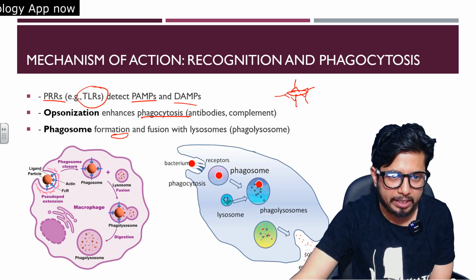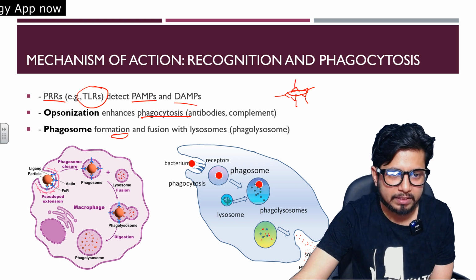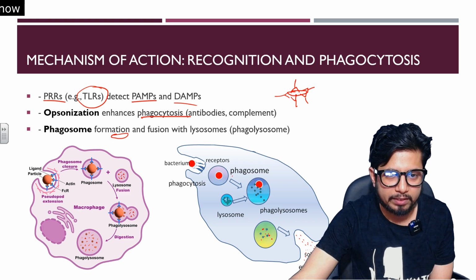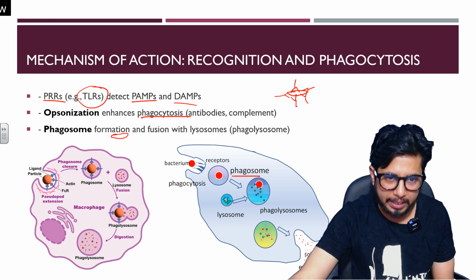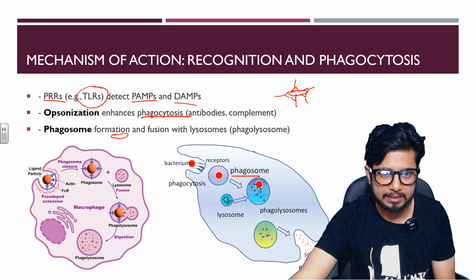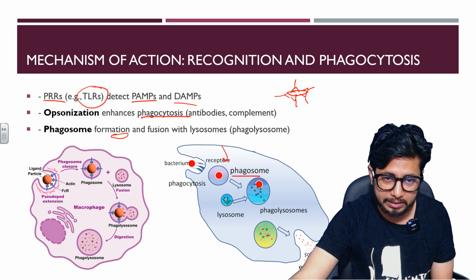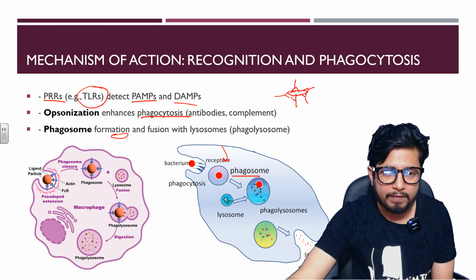This is a bacterium in red color. With the help of the receptor, this macrophage engulfs the bacterium inside, and once it engulfs it, we call it a phagosome, because after the phagocytosis, the vesicle that is formed inside the cytosol of the macrophage or phagocytic cell is known as a phagosome. Now this phagosome is fused with a lysosome, and the lysosome starts to empty all its enzymes and it becomes a phagolysosome.